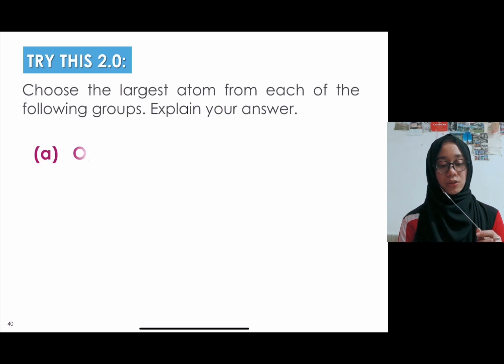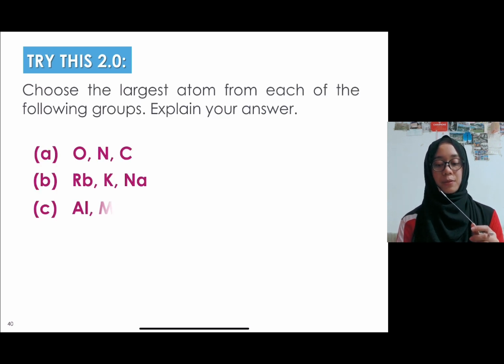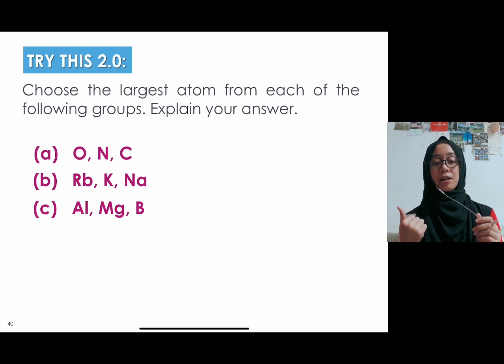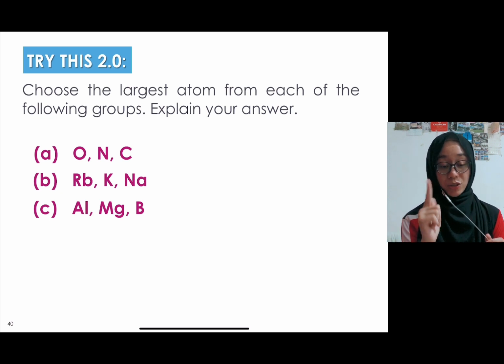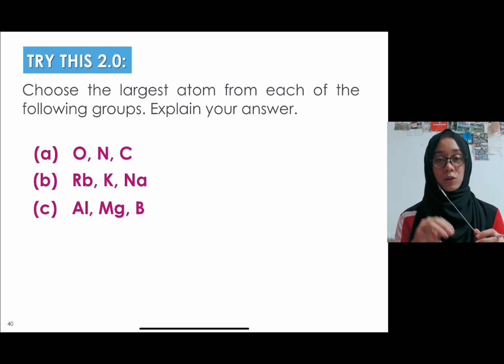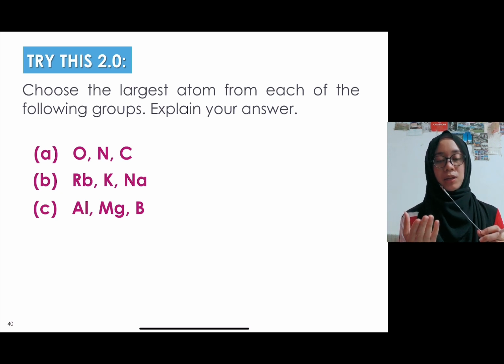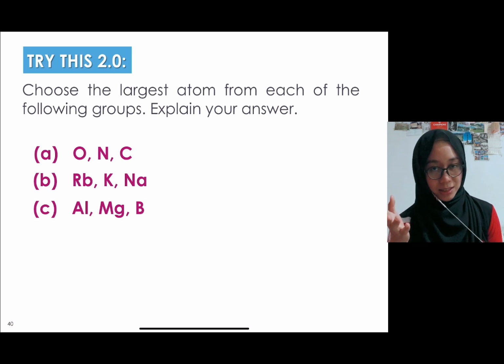So now it's time to test your understanding lah. So you try this 2.0, choose the largest atom from each of the following group, explain your answer. Okay, so mungkin ada ABC ni, mungkin ada yang dalam period yang sama ataupun dia berada di dalam group yang sama. So try to identify that. So just pilih satu atom daripada setiap group tu, pilih satu atom yang paling besar and then give your reason why. Okay, so it should be either ansas ataupun pisas. That should be your explanation.